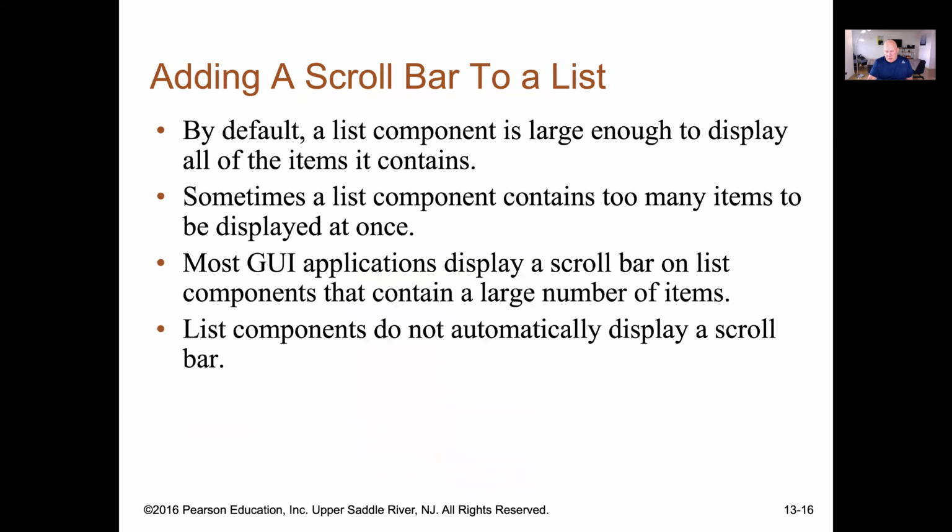Adding a scroll bar to a list. By default, a list component is large enough to display all of the items it contains. Sometimes a list component contains too many items to be displayed at once, and you want to create a GUI that displays a scroll bar on list components. List components do not automatically display a scroll bar.